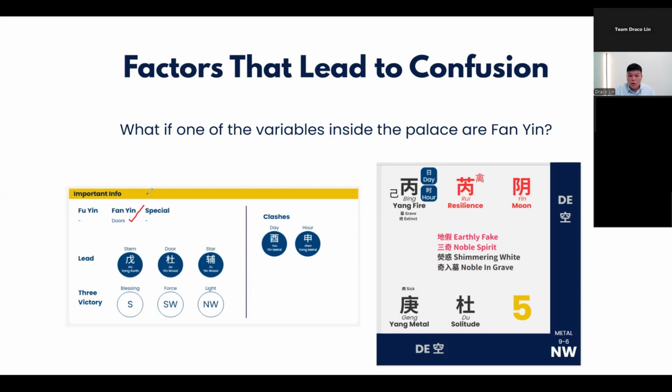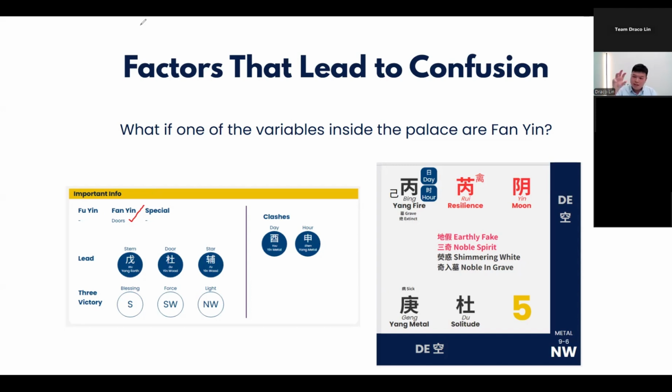It could be my doors are Fu Yin, it could be my stems, it could be my stars. It's not everything that is Fu Yin, right? So if just one variable inside the whole chart is Fu Yin, what does it mean? Should I still use this chart, or does Fu Yin only apply to that variable, or should I take it as a full Fu Yin chart? Come on, tell me your points. No, here it will be only the doors, not the full chart as Fan Yin. Cool. Okay, this is a very good answer.